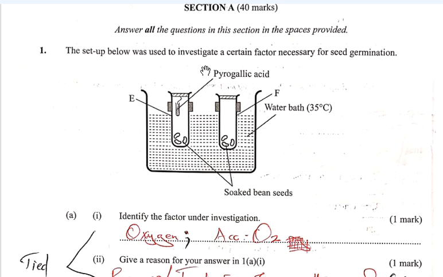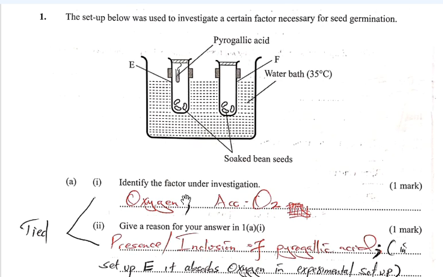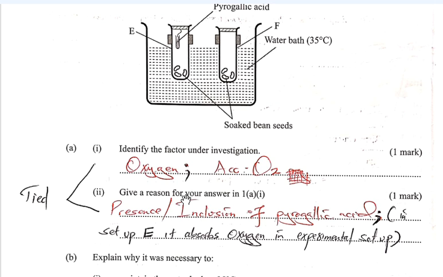We have pyrogallic acid, which is always used to absorb oxygen. We have a water bath kept at 35 degrees Celsius. Then we have some soaked beans. And the factor under investigation is oxygen, and the reason is the presence of pyrogallic acid. This pyrogallic acid is important in that it absorbs oxygen in the setup.